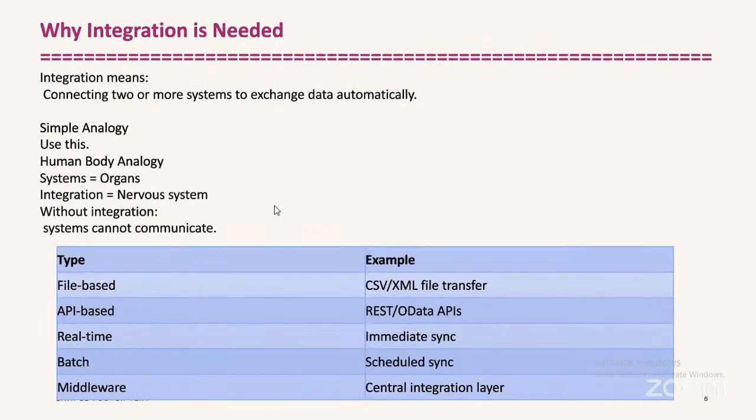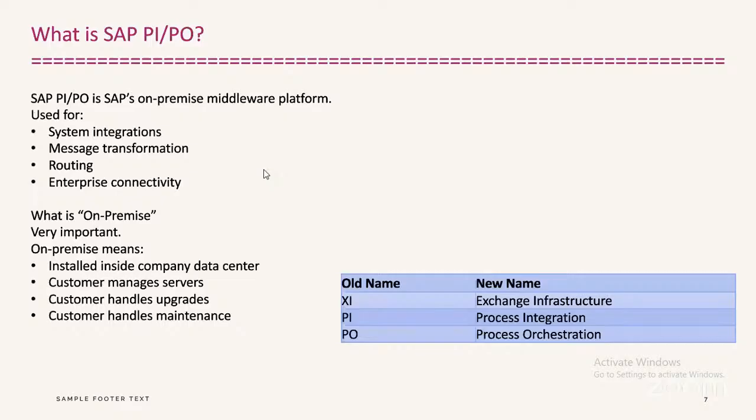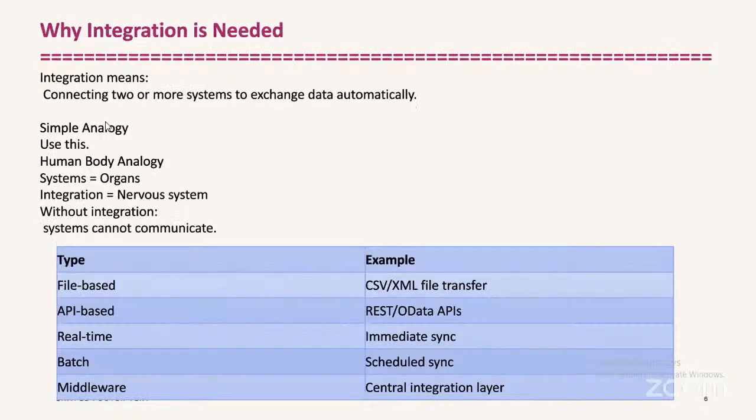So now we need to know why integration is required. Generally, integration means connecting two or more systems to exchange data automatically. We cannot move the data from one system to another manually, right? It will take huge time. So if you develop an interface and schedule it, it will automatically fetch the data and process it into the target system. There won't be any manual work involved.